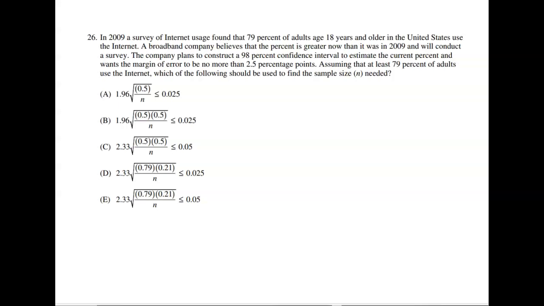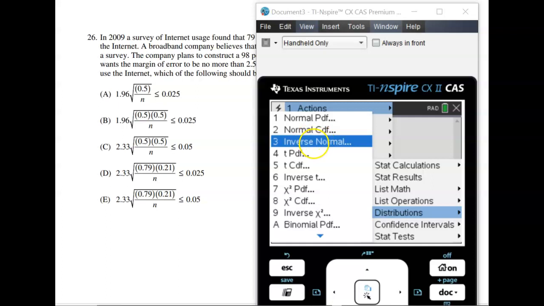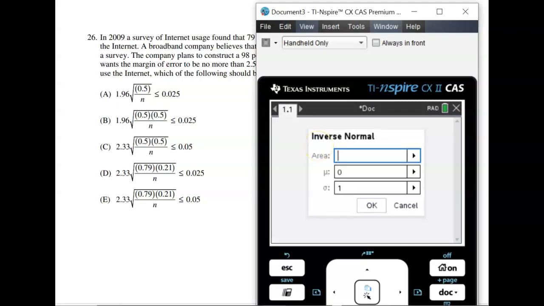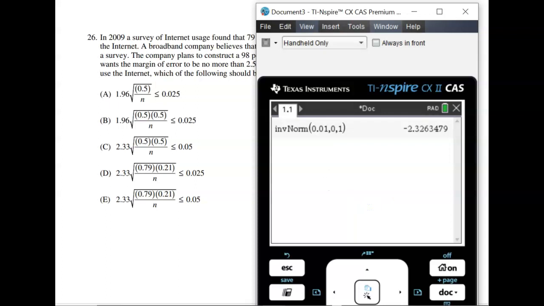0.21. So the next thing we need to figure out is what our critical value would be. For a critical value that corresponds to a 98% confidence interval, we're going to go to inverse norm. Okay, a 98% confidence interval means 2% on the outside, so a single tail would be 1%. So I'm going to put in 0.01 as my area, hit OK, and that's going to give me my critical value of 2.33.